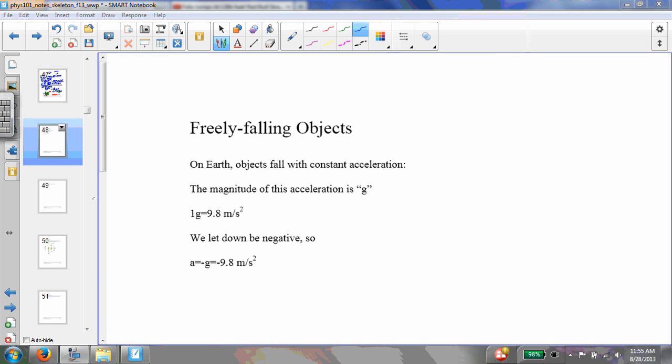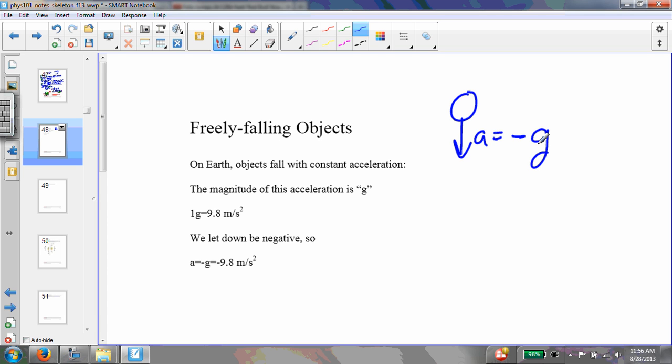All right, so we're looking now at free-falling objects. A free-falling object means that I have an object that's just falling within the Earth's gravitational field, so it's falling under the influence of Earth's gravity. That means that it's going to have an acceleration equal to a value that we call g.